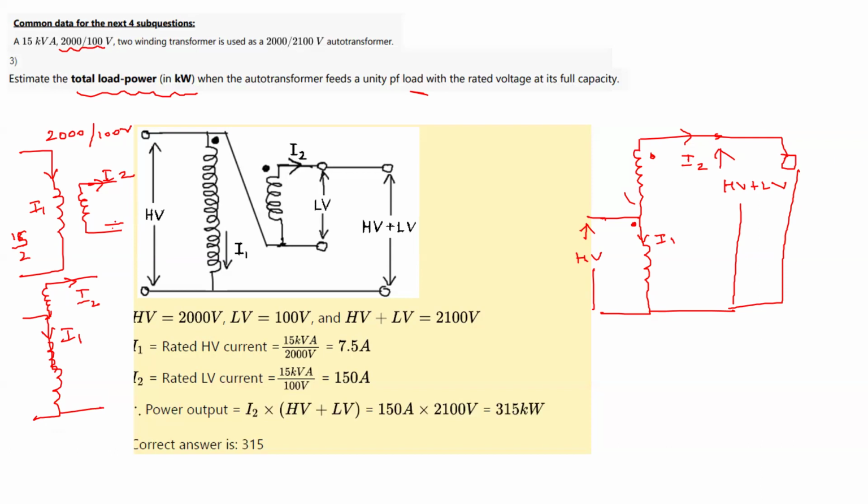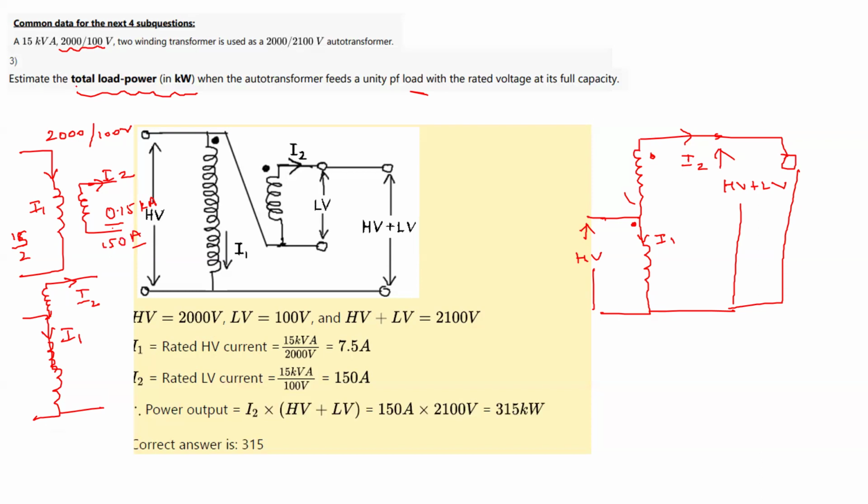So that is 15 kV by 100. So 0.15 kilo ampere. Okay, so 0.15 kilo ampere is 150 ampere. So this is 150 ampere on this side. So I2 maximum current rating is 150 ampere.